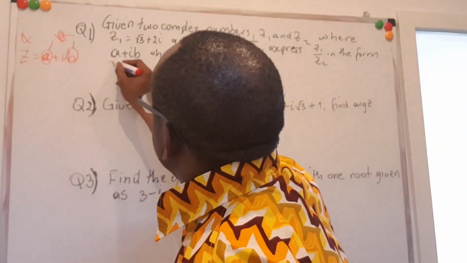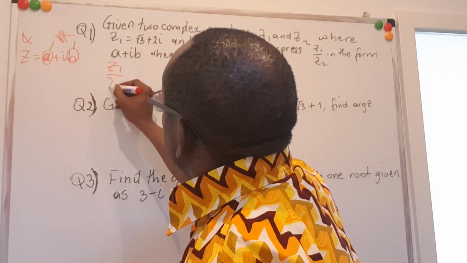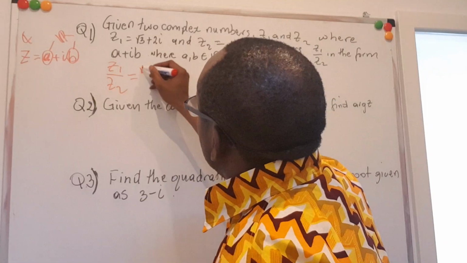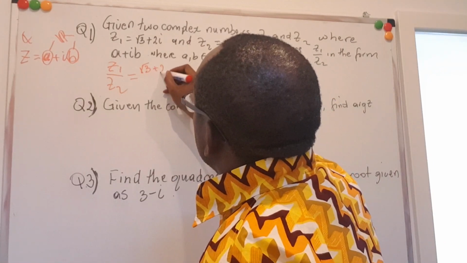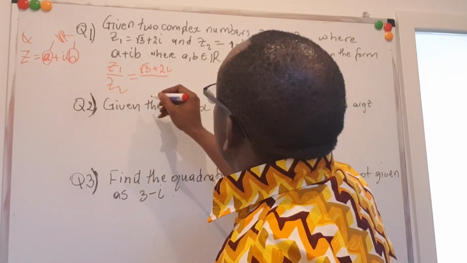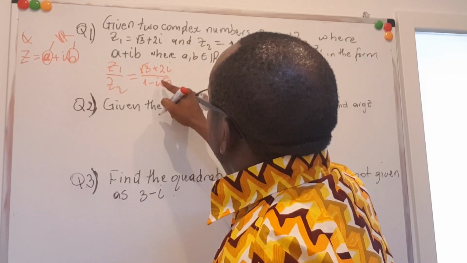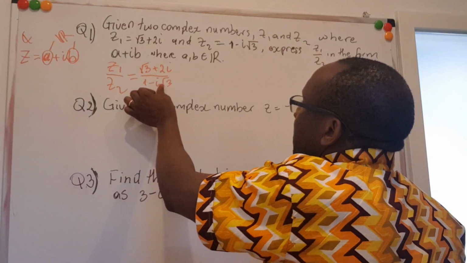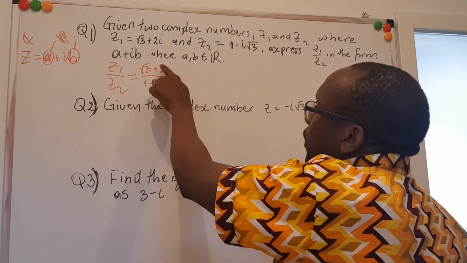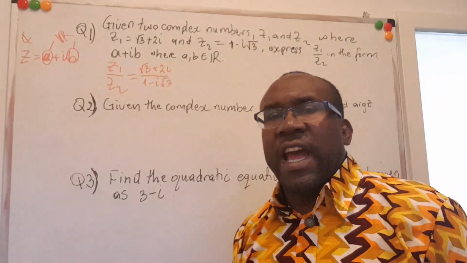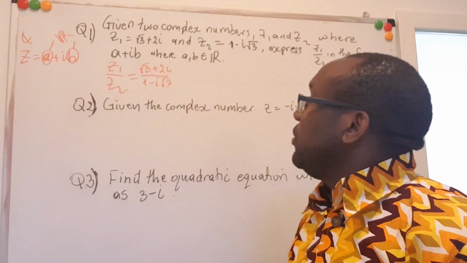So let me write it. I have z1 divided by z2, but z1 is given as root 3 plus 2i divided by 1 minus i root 3. See, mathematics is very beautiful. When I have a whole number, I put i behind. When I have this type of i, I put it here. It makes it look nice. That's why we come to the math salon.